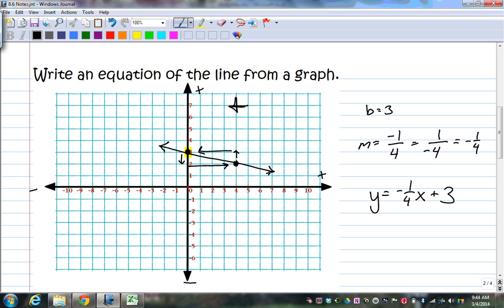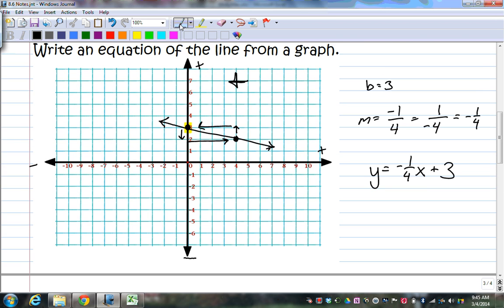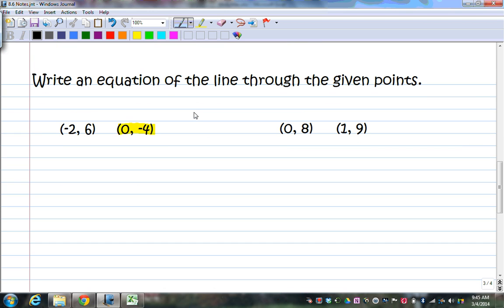Cool. Let's move on. Sometimes you will just be given points. If you're given points, you can do this as long as one of the points has x being 0. Because when x is 0, let's look at the graph real quick, your y value right here is your intercept. So as long as you have an x equal to 0, you can do this, because this is going to be our value for b, because the x is 0. Now what we have to do is find a slope.